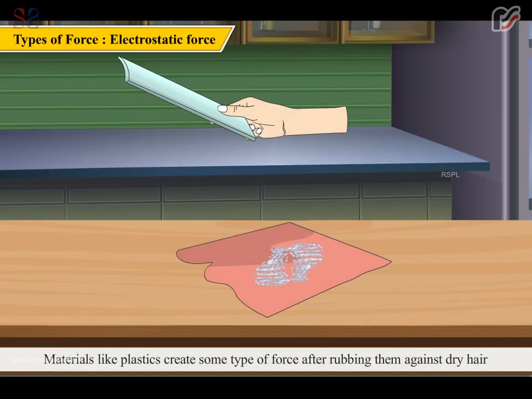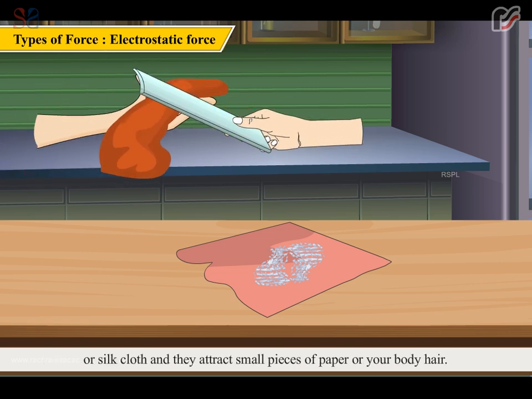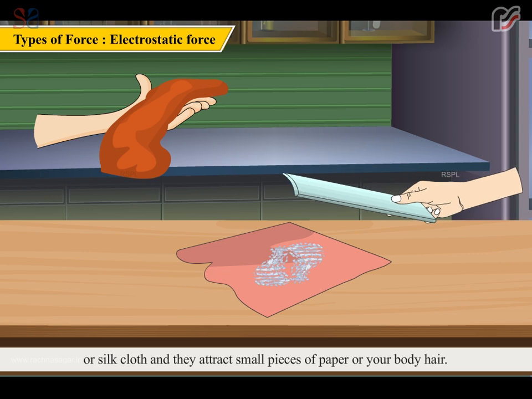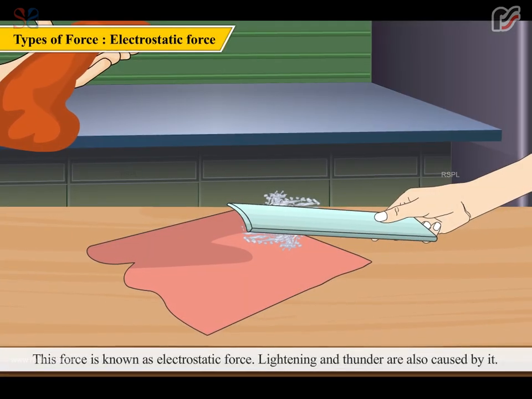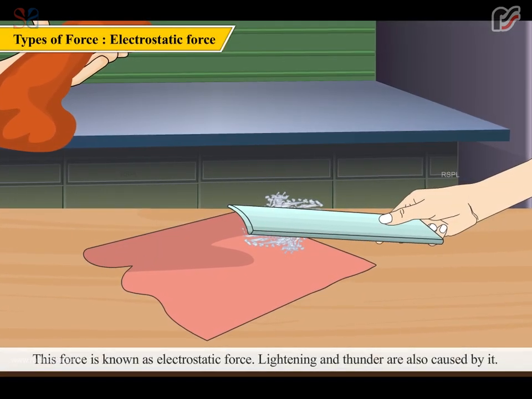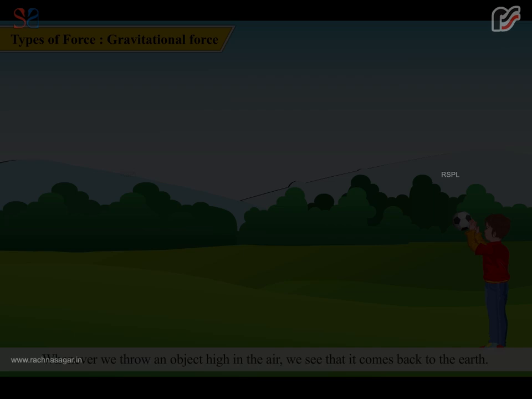Materials like plastics create some type of force after rubbing them against dry hair or silk cloth, and they attract small pieces of paper or your body hair. This force is known as electrostatic force. Lightning and thunder are also caused by it.